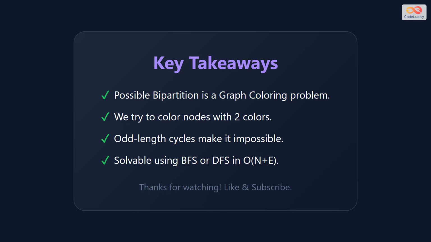To wrap up, remember that the possible bipartition problem is just a check to see if a graph is bipartite. We solve it by attempting to color the graph with two colors using BFS or DFS. If we complete the coloring without conflicts, the answer is true. If we find an odd cycle conflict, the answer is false.